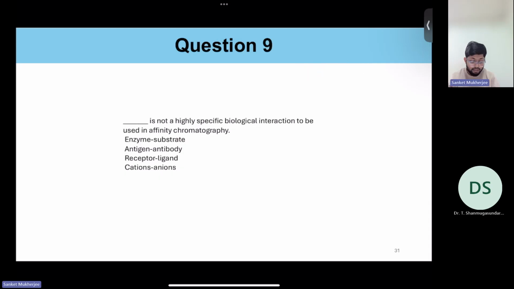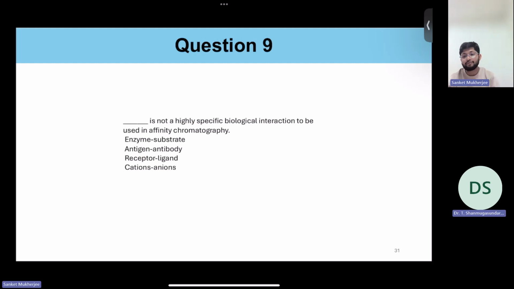Question 9. Dash is not a highly specific biological interaction to be used in affinity chromatography. Is it enzyme substrate, antigen antibody, receptor ligand, or cation anion, which is not a highly specific biological reaction? Any answers? Enzyme substrate. Sorry? Enzyme substrate.